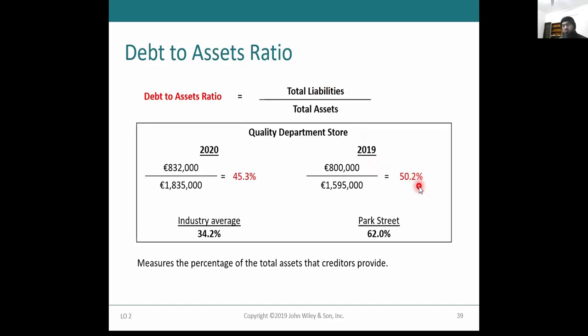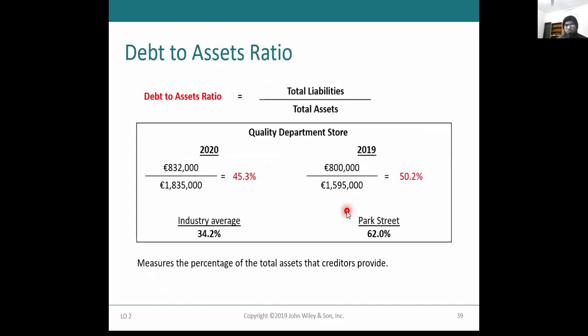So over here you see this was 50% last year. Out of total assets of 1595, almost half were liabilities, and the remaining amount, which is 100% minus 50.2%, which is 49.8%, will be the owner's equity to asset ratio. So debt to asset ratio plus owner's equity to asset ratio is always equal to 1, because total assets is equal to total liabilities plus owner's equity.